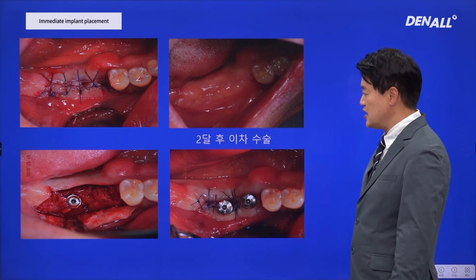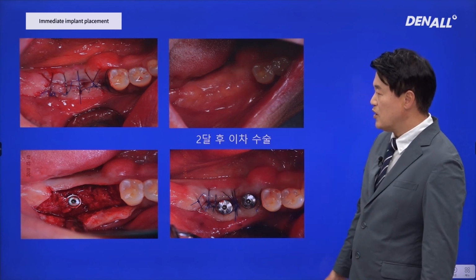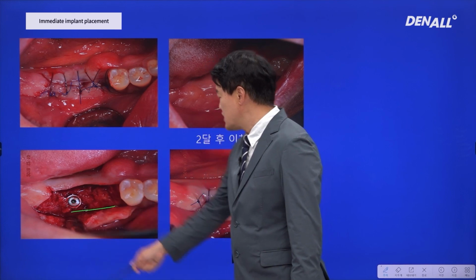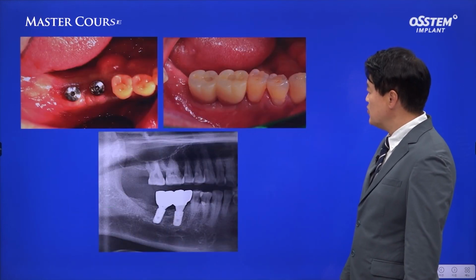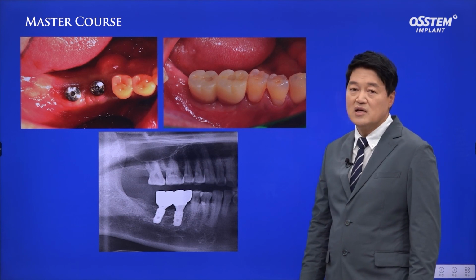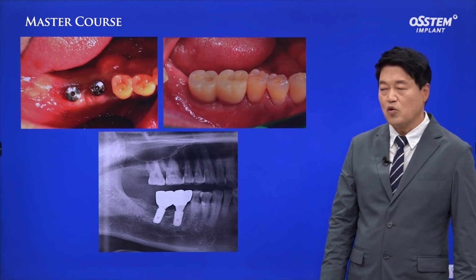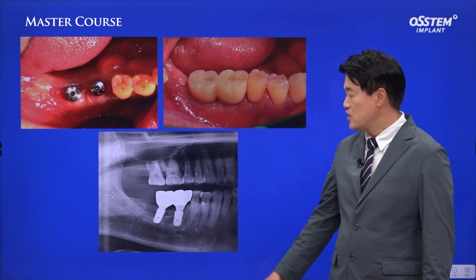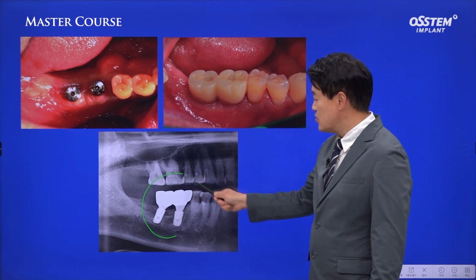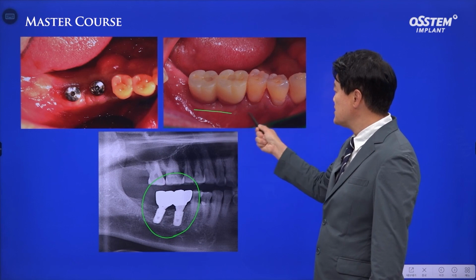2-stage surgery was done, and secondary surgery was done 2 months later. You can see bone healing here. After secondary surgery, final prosthesis was delivered. If you use appropriate GBR, you can get stable results in early placement cases as well.